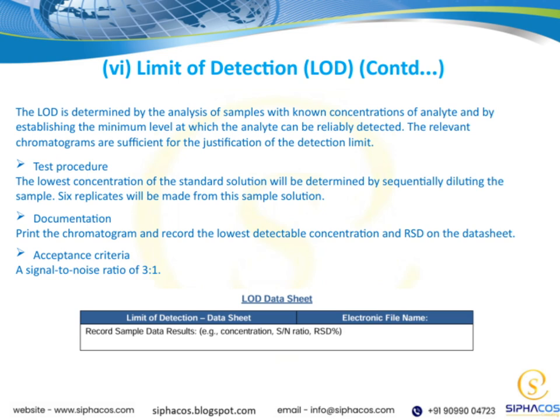Moving on to the test procedure, we start by finding the lowest concentration of our standard solution. We do this through sequential dilutions, gradually decreasing the concentration until we reach the point where detection is just possible. From this diluted sample, we prepare 6 replicate measurements to ensure consistency and reliability.